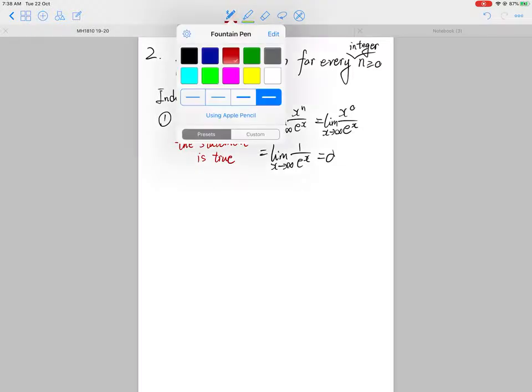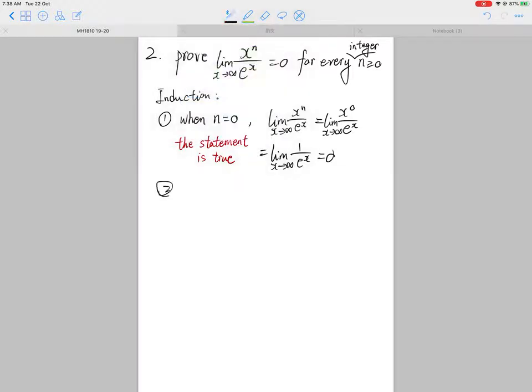Okay, then the second part is: if the statement is true when n is k, so this k is what? This k is an integer. K is an integer, and k is greater or equal to 0. Right? Then what happens when n is k plus 1?